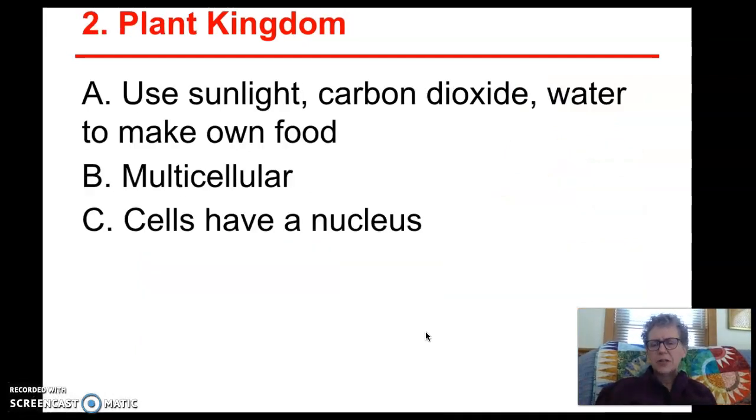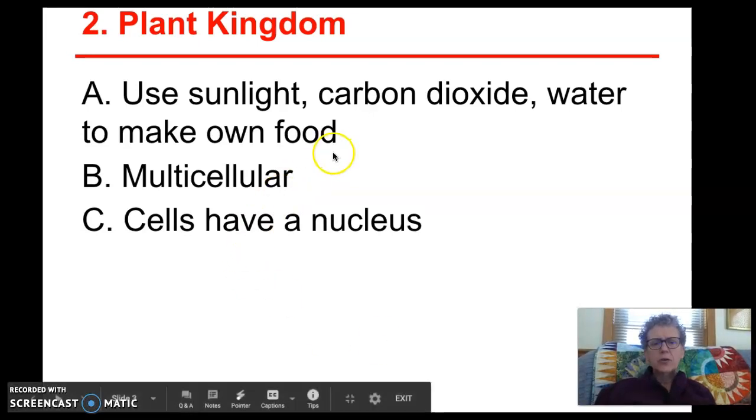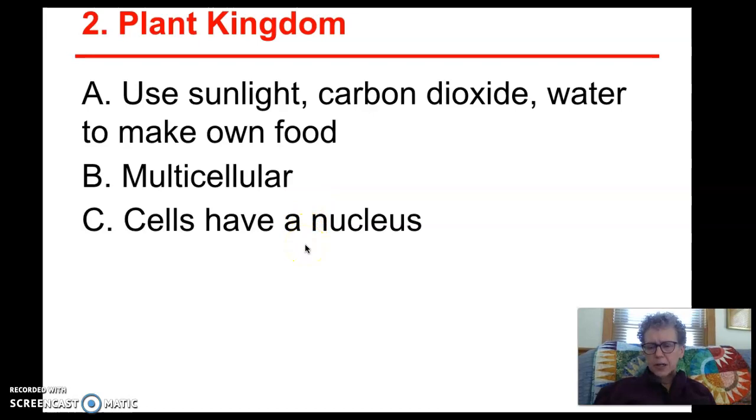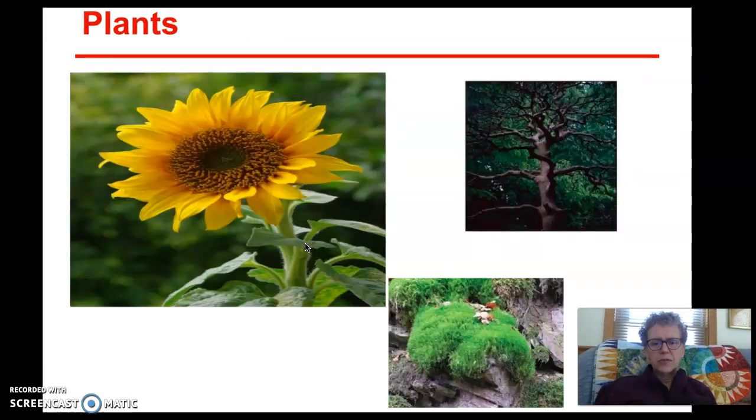The second kingdom is the plant kingdom. You guys know a lot about plants. We've been talking about them all year long. Plants use sunlight, carbon dioxide, and water to make their own food. They are multicellular. That means they're made of more than one cell. And all the cells in a plant will have a nucleus. There are some examples of plants.